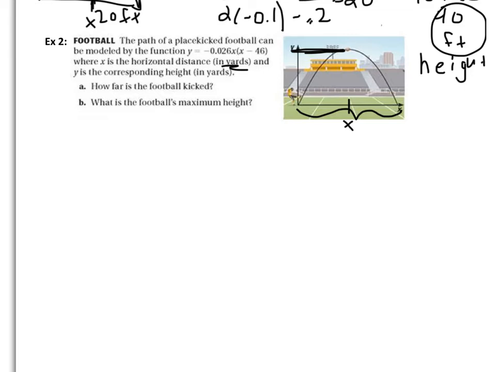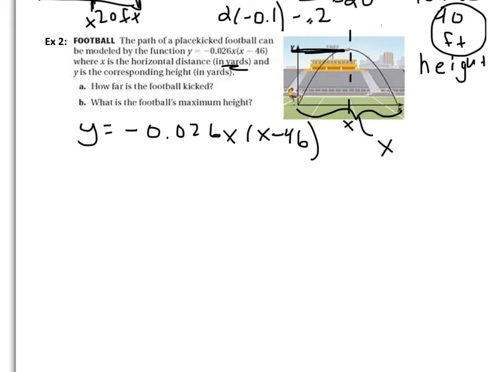Now, because it's written in intercept form, we have this negative 0.026x times x minus 46. The way we go about finding the vertex is a little bit different. If you remember, the vertex is somewhere on the axis of symmetry, which we use that formula p plus q over 2, or the two intercepts over 2. Now, because this is x, the first intercept I'm going to use for p is 0, and since this is x minus 46, the opposite of negative 46 is positive 46.